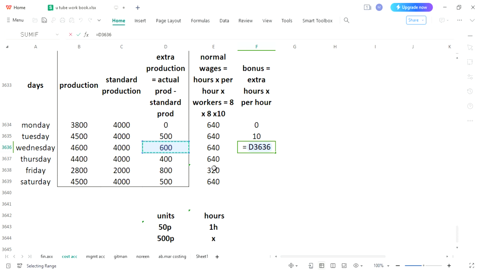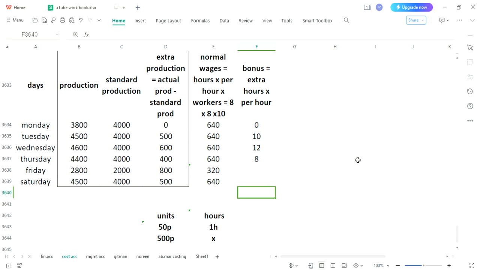So we will be doing the same for every day. Extra units here 600, it would be divided by 50, so we have got hours. So with this very simple formula we are converting the number of units into hours. Similarly, number of units produced extra 400 divided by 50, we will get our hours. And as usual, on Friday it would be changed.